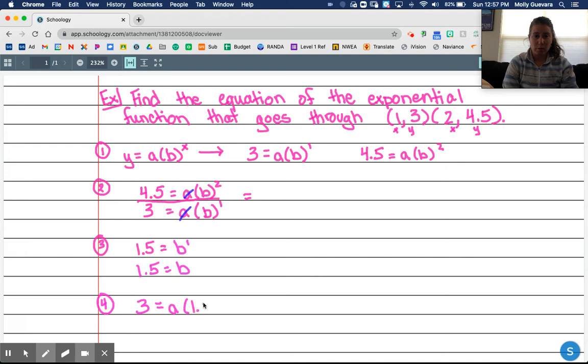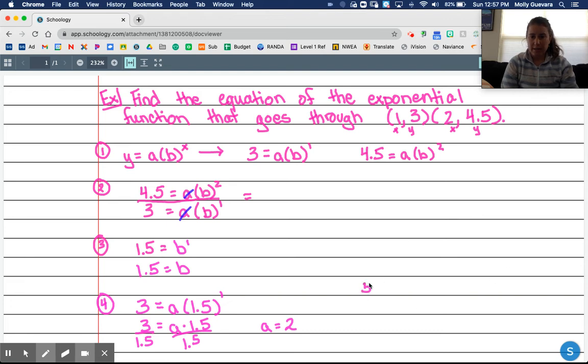times 1.5 to the 1. Well, 1.5 to the 1 is just 1.5. So a times 1.5. I'm going to divide both sides by 1.5. And I get a is equal to 3 divided by 1.5 is 2. So a is 2.